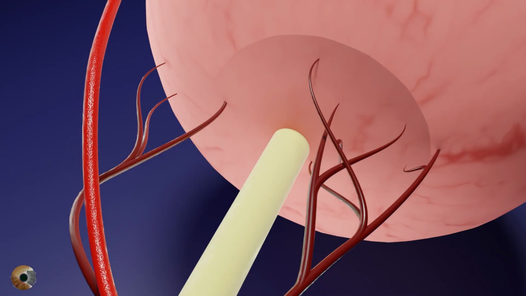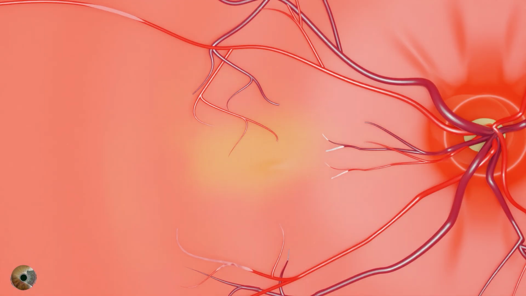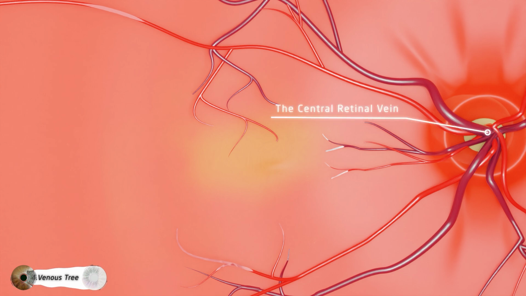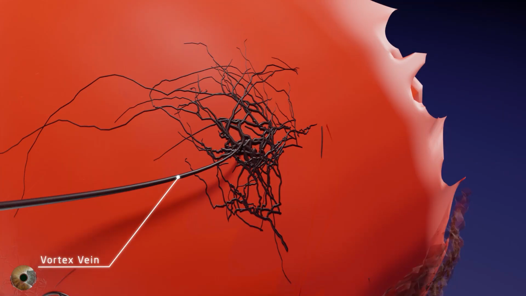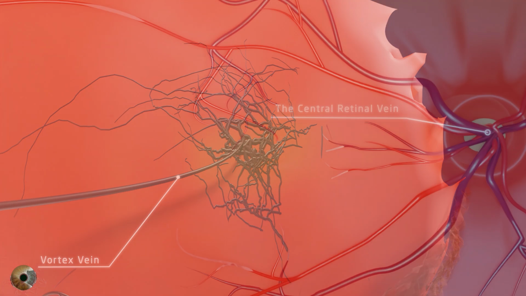These two ocular branches, the central retinal artery and the posterior ciliary arteries, form the main vascular supply of the eye. The venous drainage of the eye mirrors the arterial system in many ways. There are two major venous systems: the central retinal vein draining the inner retina, and the vortex veins and ciliary veins draining the choroid, ciliary body, and iris.